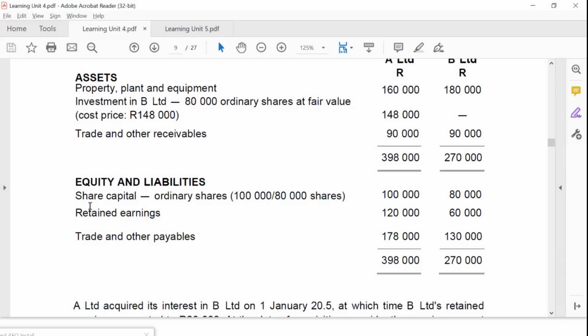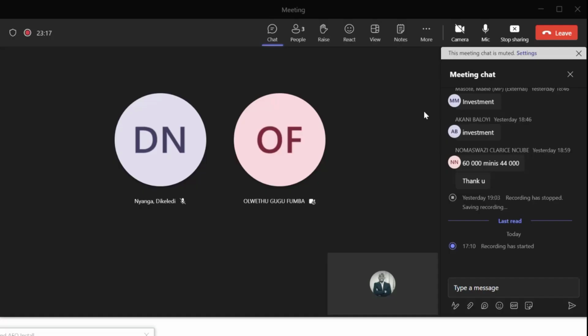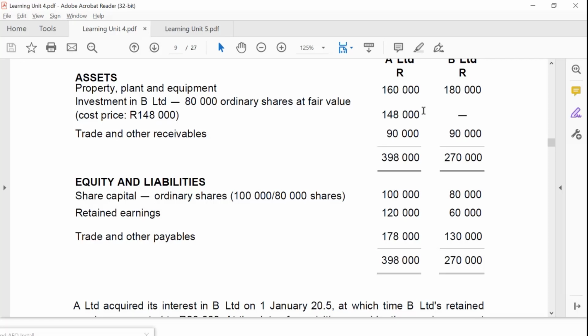Then we debit the retained earnings. So basically you debit share capital, debit retained earnings, and credit the investment in B Limited. And do you understand why we do that? Do you understand why we debit the share capital and the retained earnings and credit the investment?